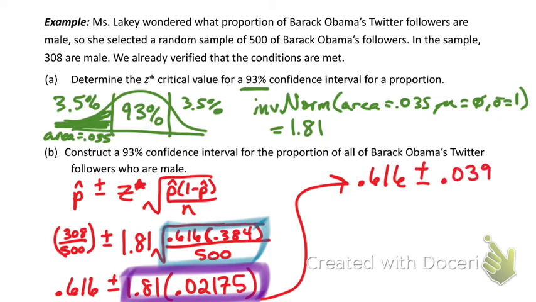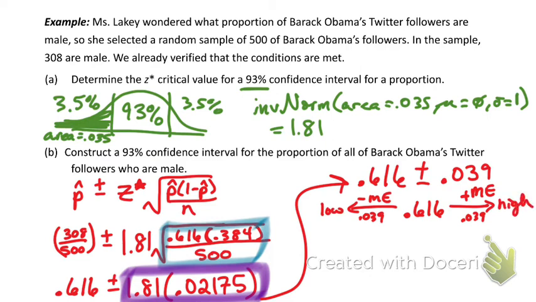0.039. Perfect. So, visually we have 0.616 in the middle. We need to add the margin of error, which is 0.039, and we need to subtract the margin of error, which is 0.039. That's going to give us our low estimate and our high estimate for the percent of followers that are male for Barack Obama.